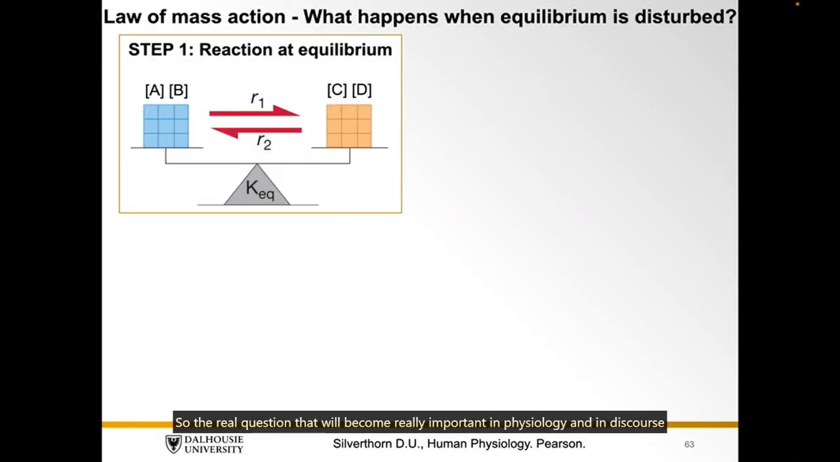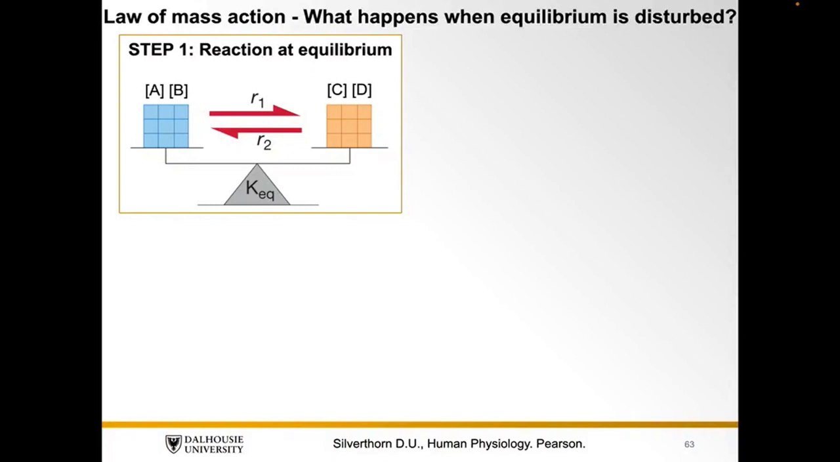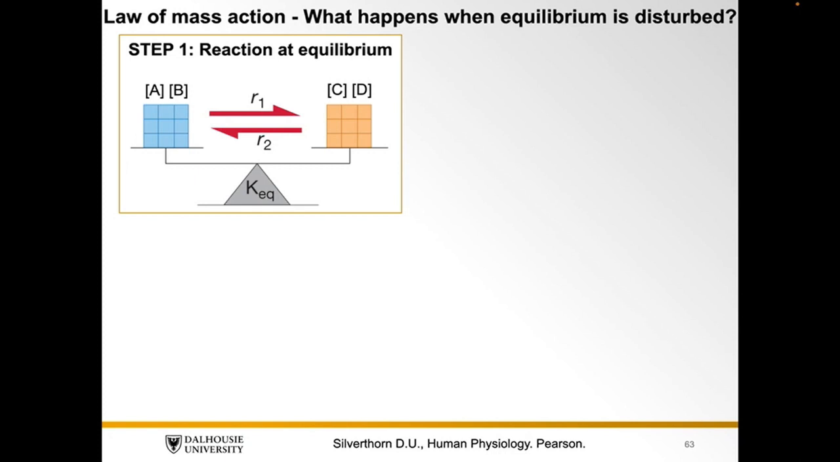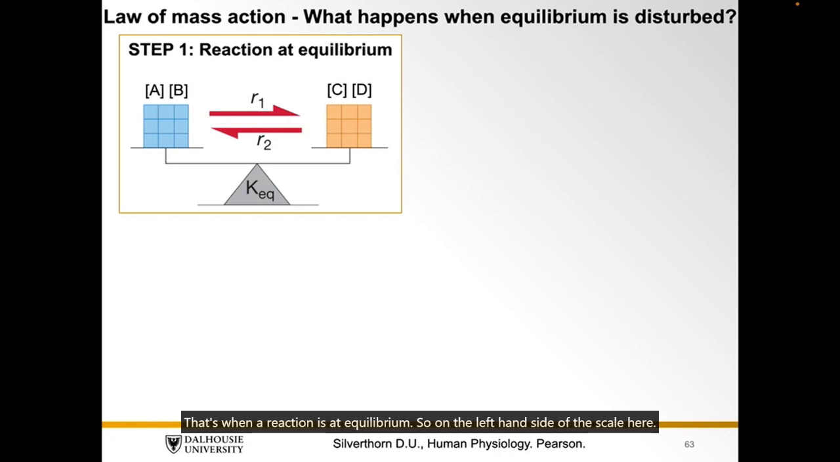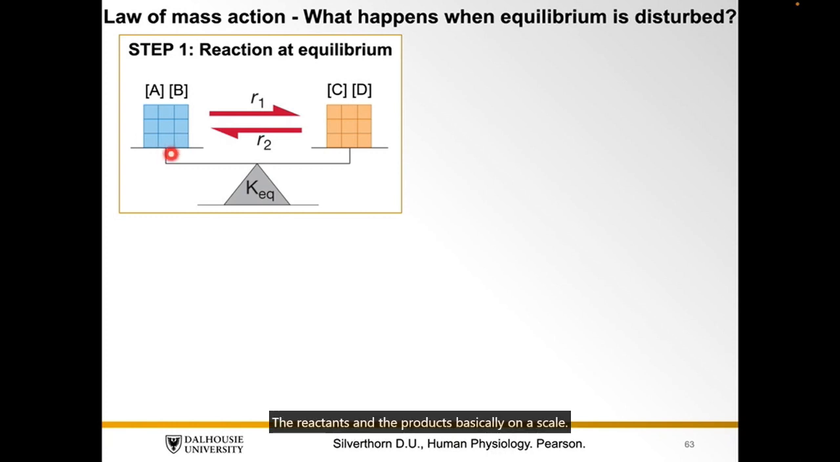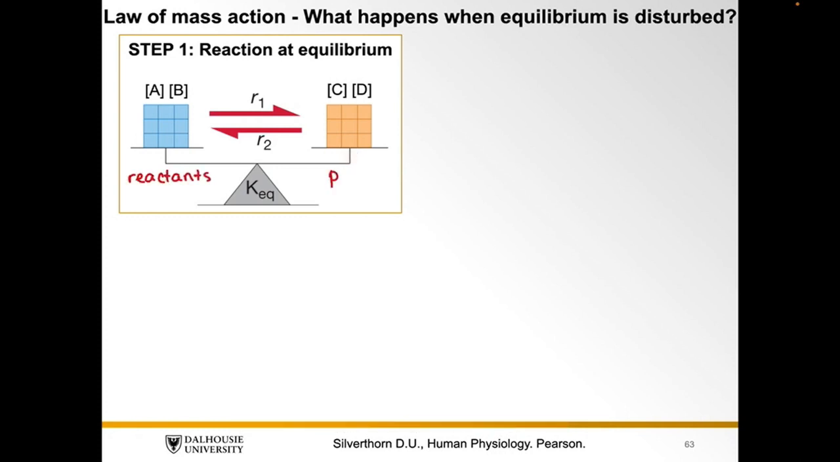So the real question that will become really important in physiology and in this course is what happens with the law of mass action when equilibrium is disturbed. So let's see if we can answer this question. First of all, here's our step one. That's when a reaction is at equilibrium. So you see here that we represent the reactants and the products basically on a scale. Remember that A and B are our reactants and C and D are our products.